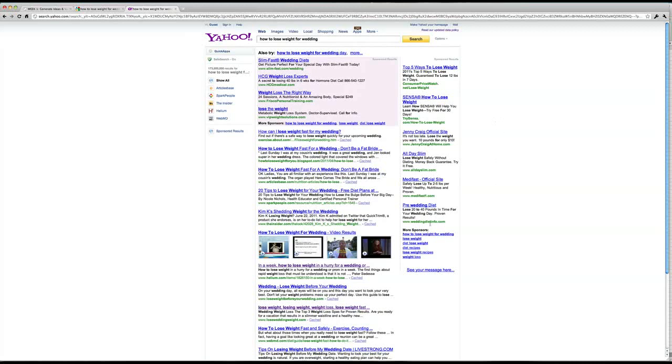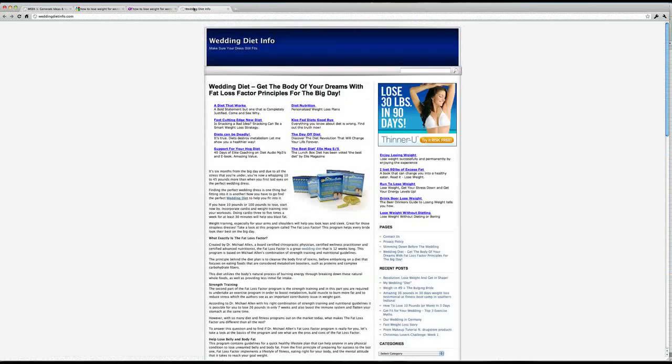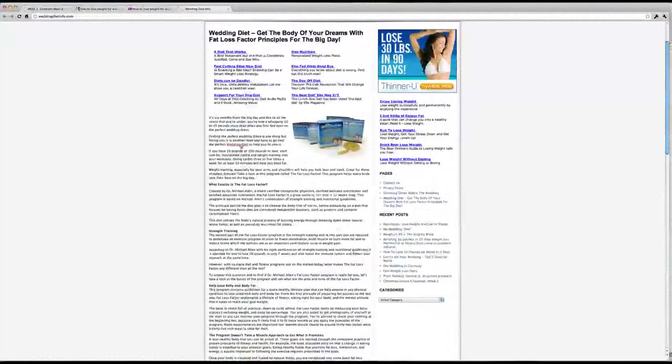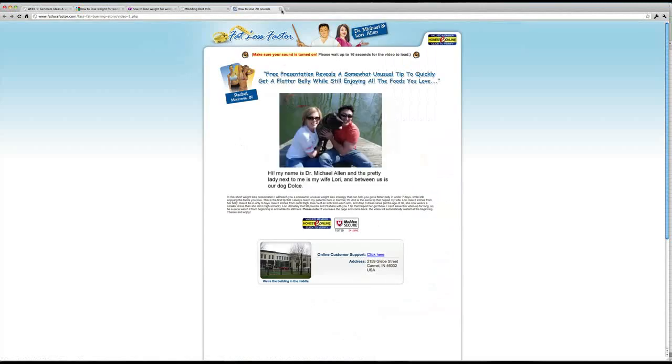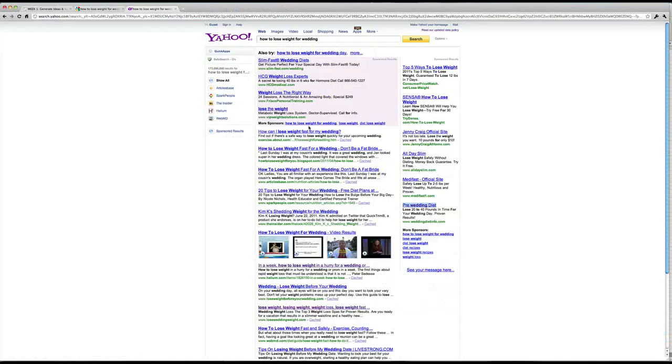Well, pre-wedding diet. Let's just look here and see what this is about. Somebody's advertising what? Wedding diet. Let's click on that and see what we get. Fat loss factor. Okay, so that's definitely an info product. Appears to be. Looks like a ClickBank product of some sort. So we saw that. And let's see if there's anything else.